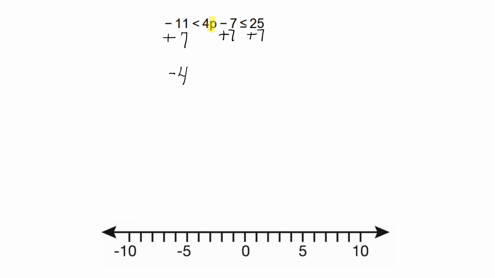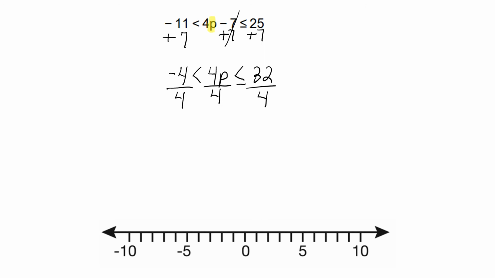I'm going to bring down my symbol, less than. I'm going to bring down the 4p because these cancel each other out. I'm going to bring down the symbol again. 25 plus 7 is 32. Now, I still have to isolate that p. I have to undo the multiplication. I'm going to divide this by 4, as well as the other sides of the inequalities.